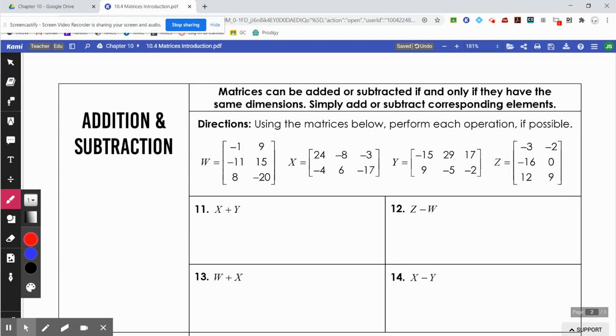Okay, adding and subtracting. This is really simple, and it's just like with vectors. To add or subtract matrices, matrices can be added or subtracted if and only if, first off, they have the same dimensions, and we simply add or subtract corresponding elements.